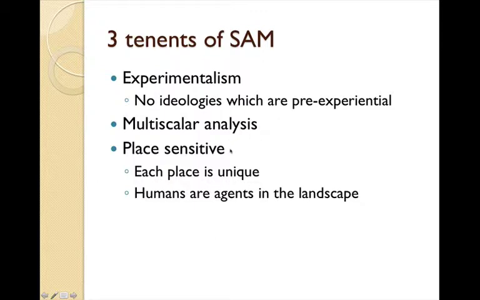And the final is that it's place sensitive, and this goes back to emphasizing this experimentalism. Each place is unique, and you should start with the assumption that that place is unique, and that also humans are agents in the landscape, that they are part of the landscape and the system that we're studying. So these three together will really make some demands on scientific adaptive management. You can't come in with preconceived notions. You have to look at multiple scales and multiple perspectives, and you have to treat each place as potentially unique and deal with the human impact.